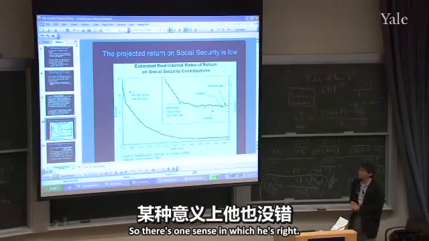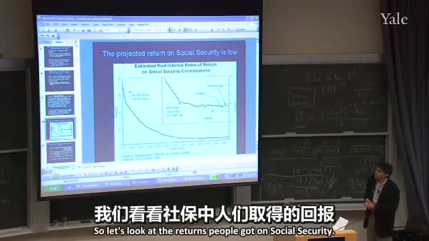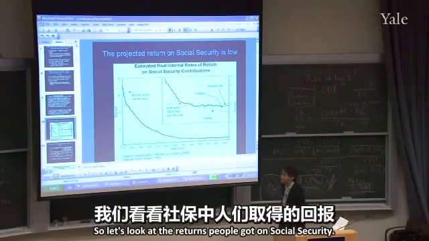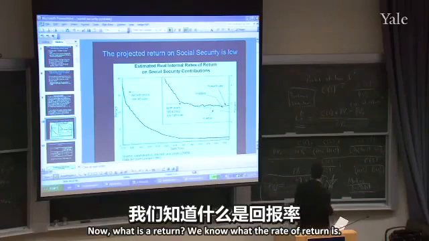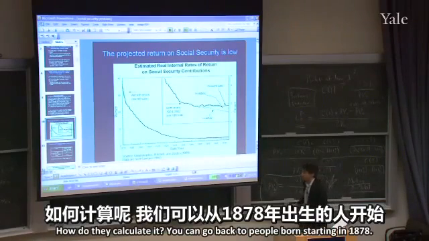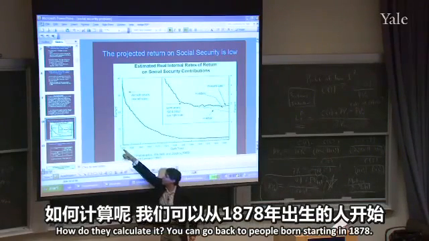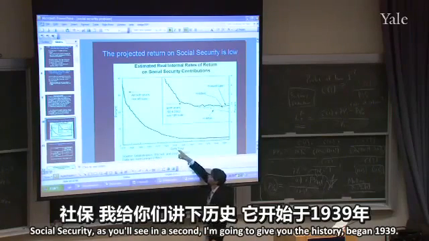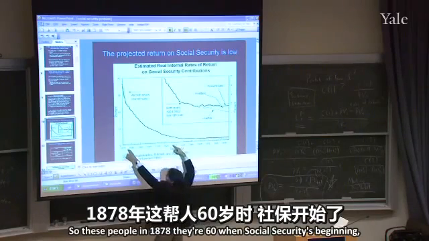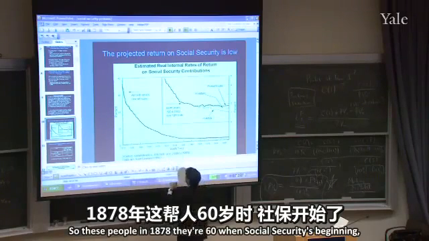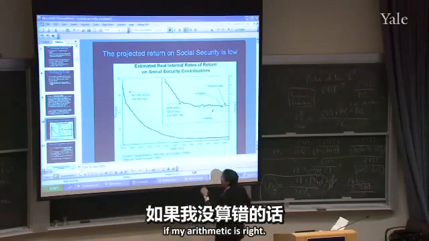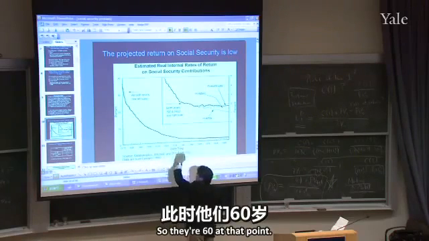So there's one sense in which he's right. Let's look at the returns people got on Social Security. Now, what is a return? We know what the rate of return is. How do they calculate it? You can go back to people born starting in 1878. Social Security, as I'll give you the history in a second, began in 1939. So these people born in 1878 are 60 when Social Security is beginning, if my arithmetic is right.